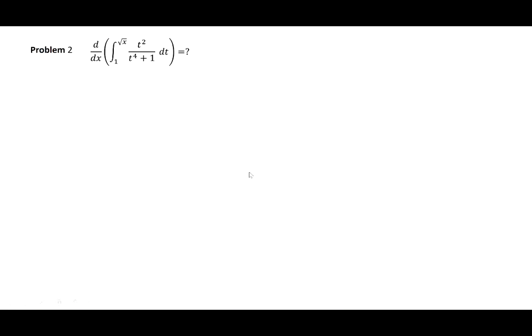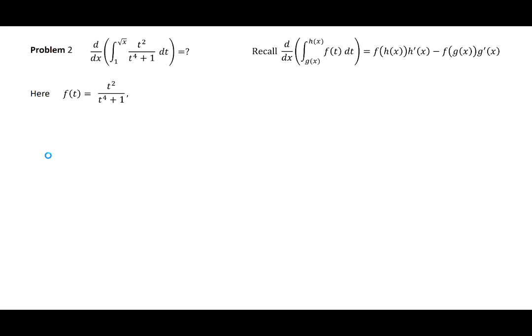Let's pick another one. Once again, does this look like d dx of integral g of x to h of x of f of t dt? Yep. So let's identify each one of these things. What is f of t? T square over t to the 4 plus 1. What is g of x? The bottom one, 1. H of x, the top, square root of x.